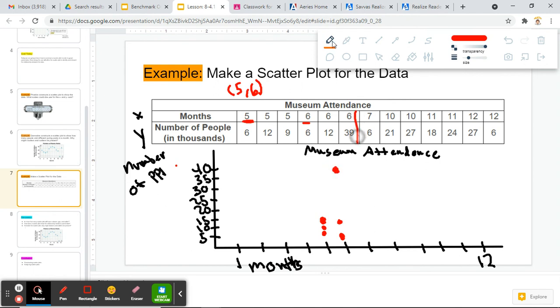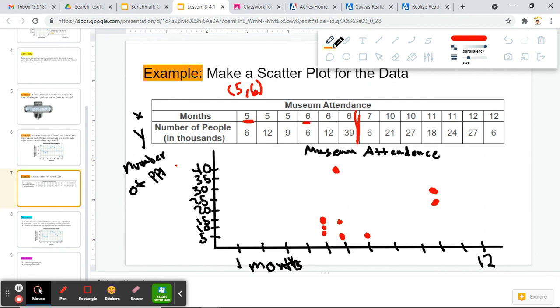So we've gotten this far so far. Next, at 7 months, we have 6,000 people in attendance. So we'll come over here to 7 months and put a line up at 6. Next would be 10 months. So that would be this one right here. And we have 21,000 people in attendance. So we would be right about here, I think. Next, we have 10 months again with 27,000 people. So we'll go to the 10 months and then over to the 27 right about here.